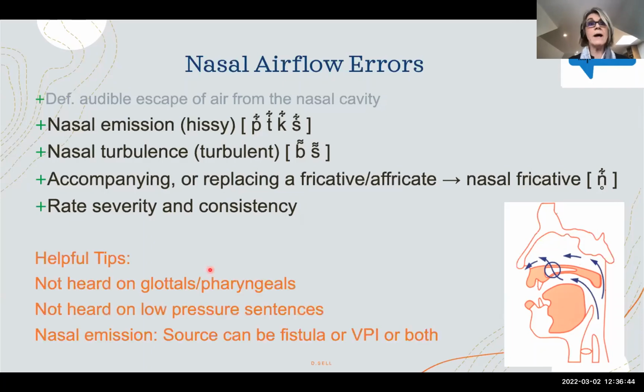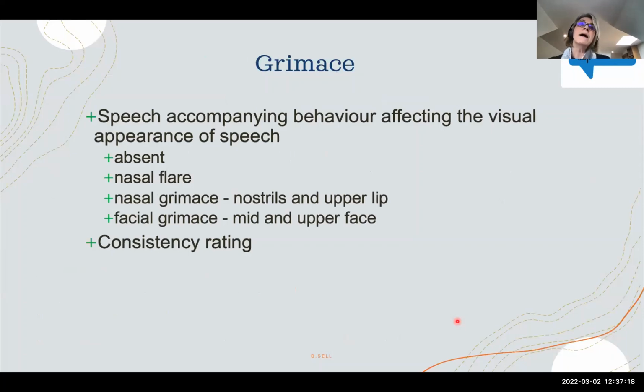One of the things that we are aware of is that these are not heard on glottal and pharyngeal articulation, and they're not heard on low pressure sentences. So again, you can strip out some of these factors that can sometimes make listening very difficult. For nasal emission, the source can be either a fistula or the velopharynx, or it could be both. We'll hear from Yoshiko in a moment what we do about deciding where the source of the air leak is. That's important because obviously we need to say to the surgeon, please repair the fistula, or please do something at the back, or please do both. So that's the whole purpose of that.